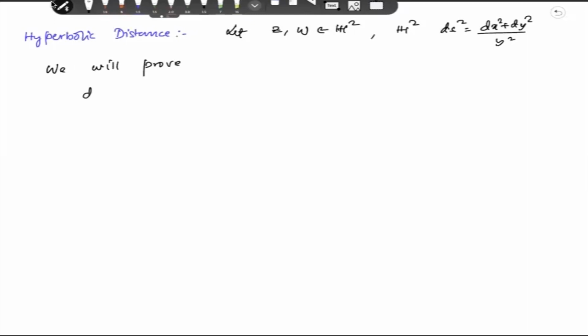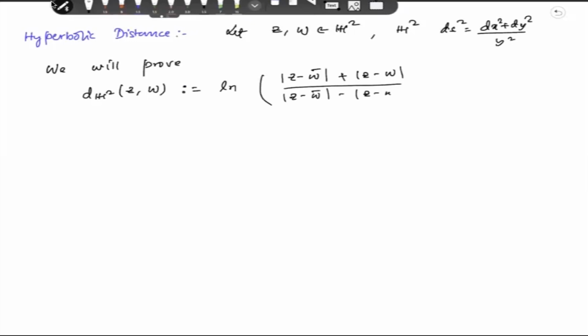The hyperbolic distance between Z and W is equal to log of (mod of Z minus W bar, plus mod of Z minus W) divided by (mod of Z minus W bar, minus mod of Z minus W). Okay, so now suppose we take this point to be Z equals iA and W equals iB.